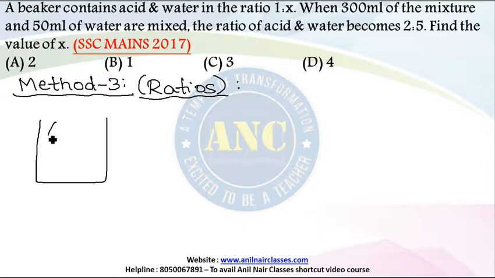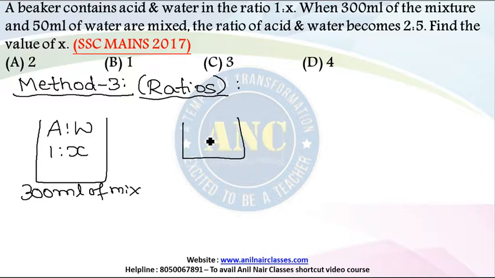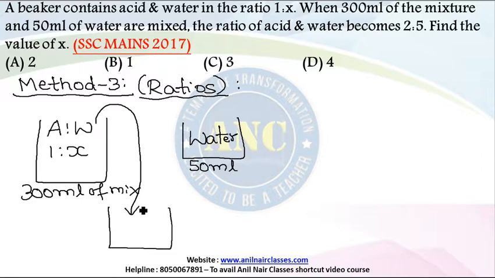Now see here, acid and water is in the ratio 1 is to x in vessel 1. So 300 liters of mixture is present, and in vessel 2 only water is present, acid is not present. 50 ml of water is present. When you mix these two vessels, vessel 1 and vessel 2, I will get another vessel where acid and water is in the ratio 2 is to 5. Right? Now see here, sir.